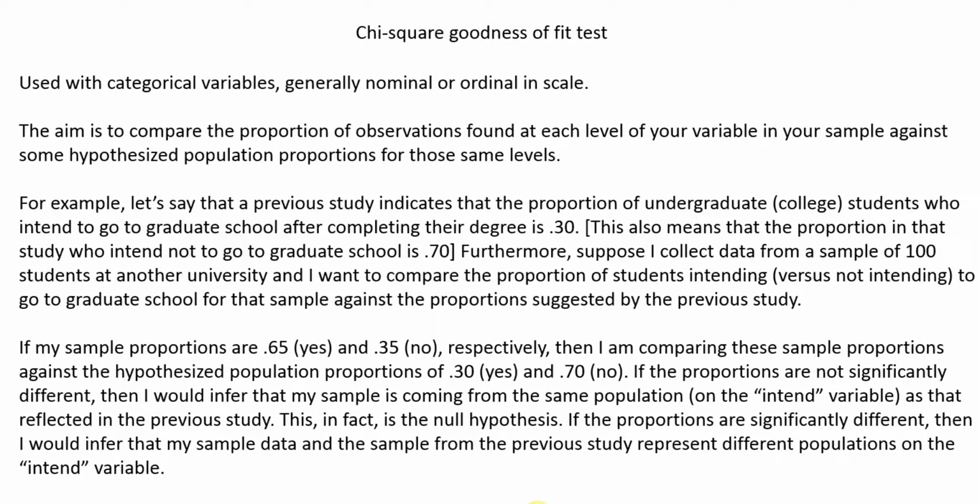If my sample proportions are 0.65 for yes and 0.35 for no, respectively, then I'm comparing these sample proportions against the hypothesized population proportions of 0.3 and 0.7 from the previous study. If the proportions are not significantly different, then I would infer that my sample is coming from the same population on the intend variable as that reflected in the previous study. This, in fact, is the null hypothesis. If the proportions are significantly different, then I would infer that my sample data and the sample from the previous study come from different populations on the intend variable.